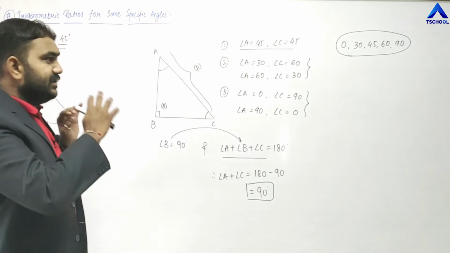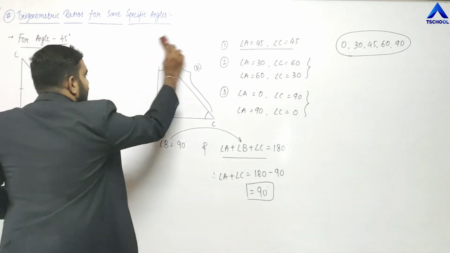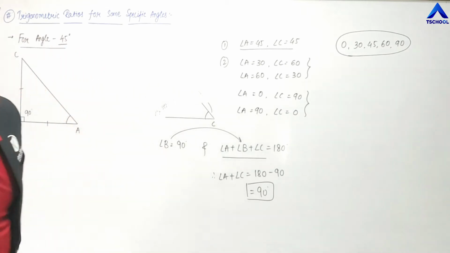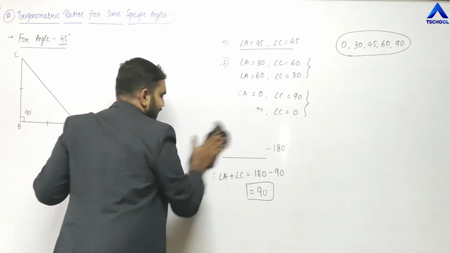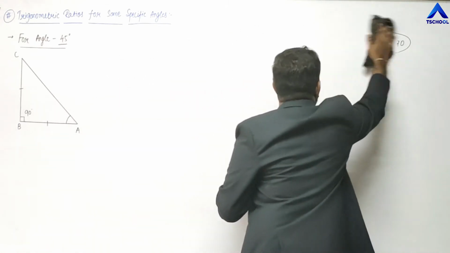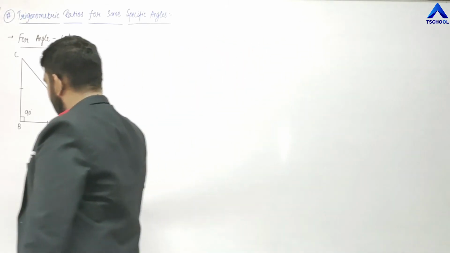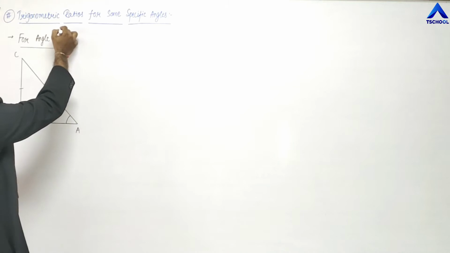So we will study only these angles, and that's it for the topic of trigonometric ratios for the specific angles. So that was the brief introductory part of this topic. Now let us check the ratios for angle 45. The first topic, trigonometric ratios for some specific angles, and under that we have our first angle as 45.